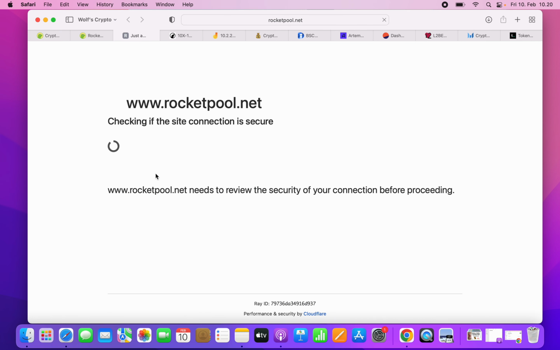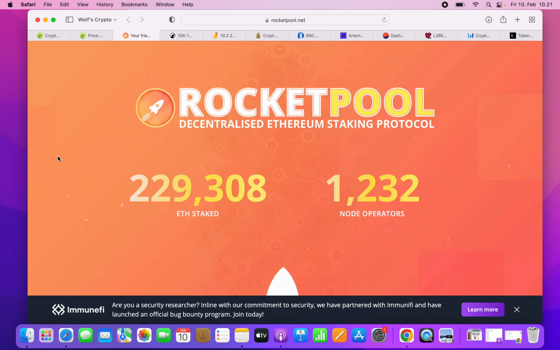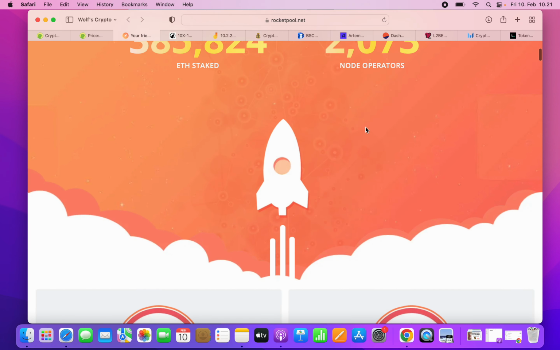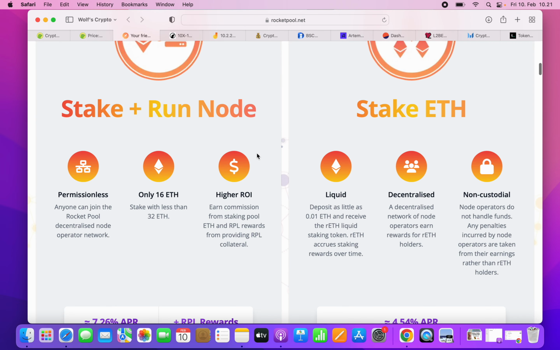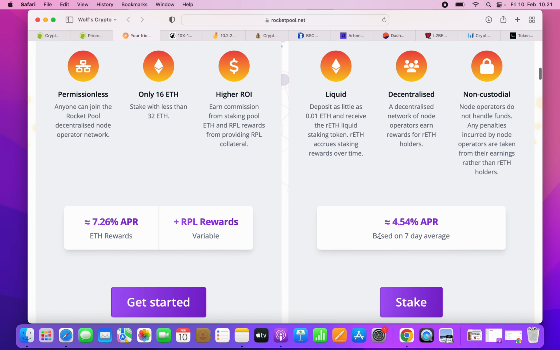It's been a while since I looked at the website, by the way, so I really want to see it myself, whether they've updated it. Of course it has updated, because there are more nodes and more ETH. So it's a decentralized Ethereum staking protocol. You can come here and stake your ETH 100% decentralized. You can stake and run a node, or you can just stake ETH.